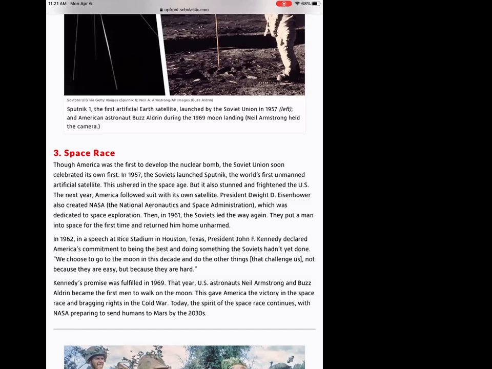That year, U.S. astronauts Neil Armstrong and Buzz Aldrin became the first men to walk on the moon. This gave America the victory in the space race and bragging rights in the Cold War. Today, the spirit of the space race continues, with NASA preparing to send humans to Mars by the 2030s.